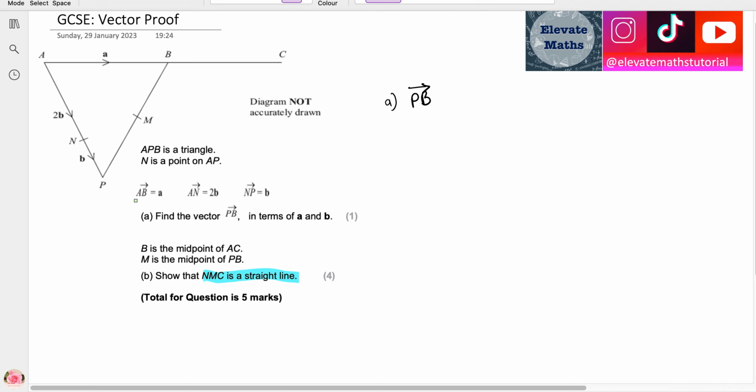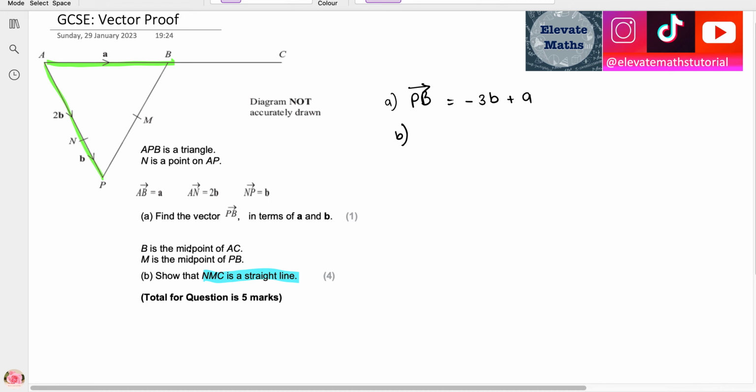So part A. So to find vector PB, we're going to go P to A, and then A to B. So P to A is going to be, we've traveled the opposite direction, that's going to be minus 3B, and then A to B is going to be plus A. Just keep an eye out on the direction of the vector that's given to us and the path that we are taking. So we went from P to A, so opposite direction, negative vector. So minus 3B plus A. So part A is done.